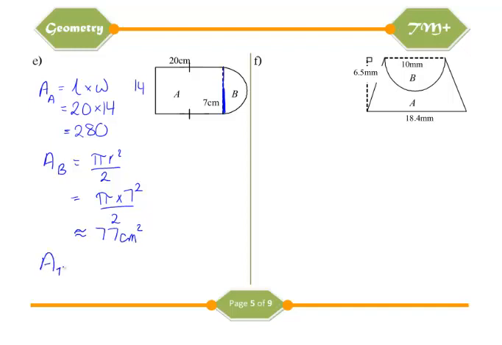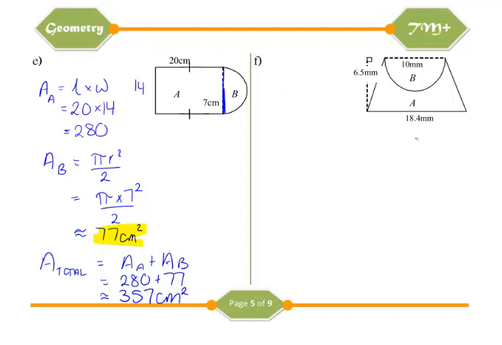So my area in total is area of A plus area of B, which is 280 plus 77. Now it's approximate because this was approximate. When I plug this in my calculator, I should still have this 77 in my calculator. That's what I'm going to use. I'm not going to use the approximate answer. I'm going to use what I had originally, but I get 357 centimetres squared to the nearest centimetre.